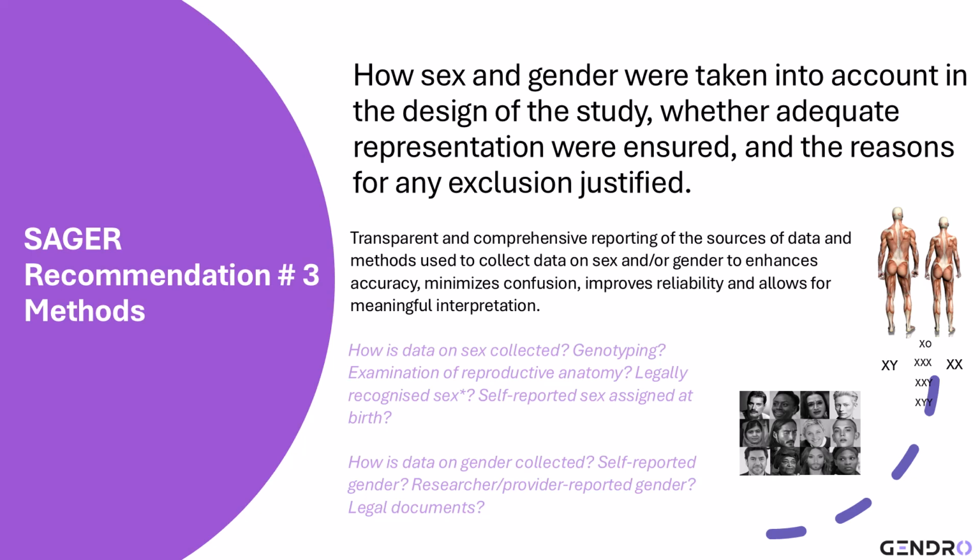And with that, I mean that when we are reporting data by sex, it's also being clear about how the information about sex was collected. Was it through genotyping? Was it examination of reproductive anatomy? Was it the legally recognized sex in the legal documents? Or is it the self-reported sex assigned at birth? Or is it simply an assumption made by the researcher or the provider? And similarly, with regard to gender, is this a self-reported gender identity, or is it a researcher or provider reported gender based on, again, appearances, or is it based on documentation? So the clarity around that is particularly important also in terms of allowing studies to be reproducible.